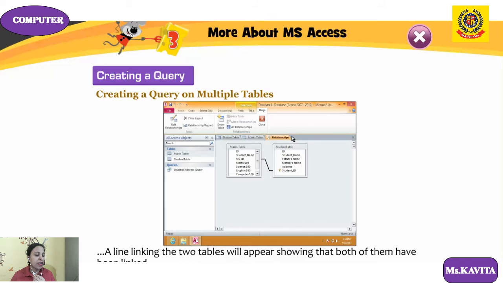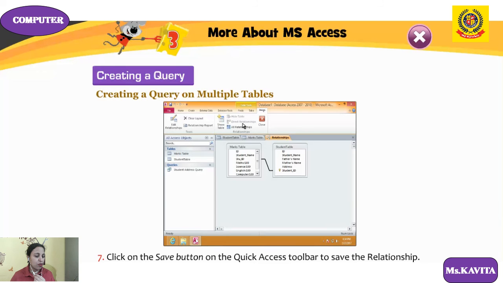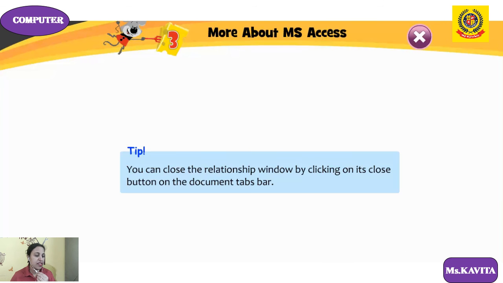A line linking the two tables will appear. You can see the line appears showing that both the tables have been linked. Now click on the Save button on the Quick Access Toolbar to save the relationship. You can close the Relationships window by clicking on its Close button on the document tab bar.